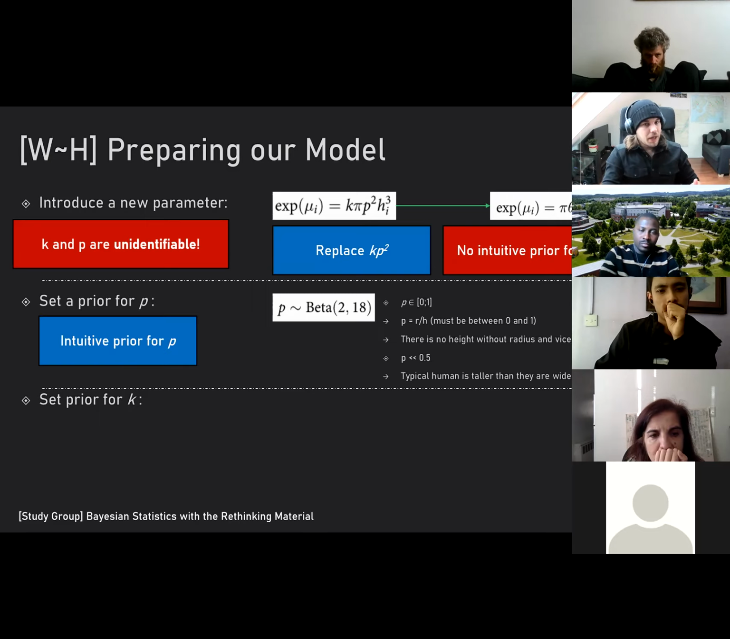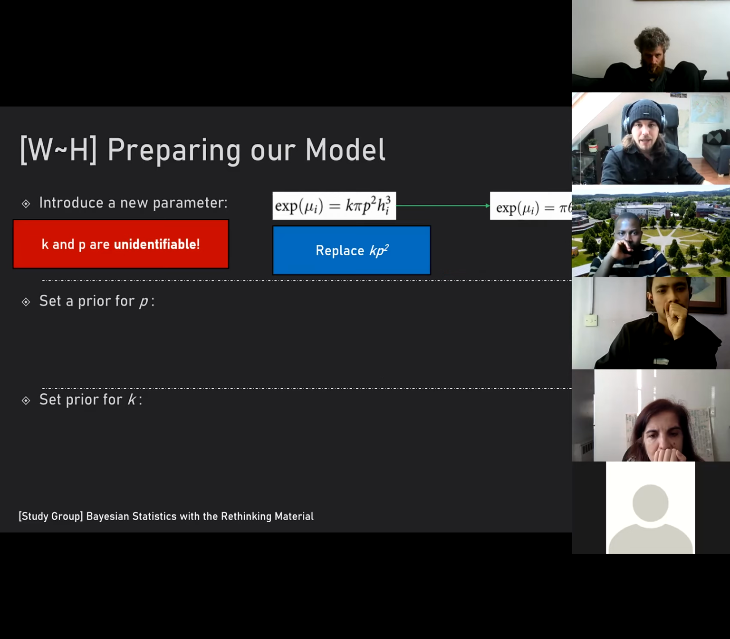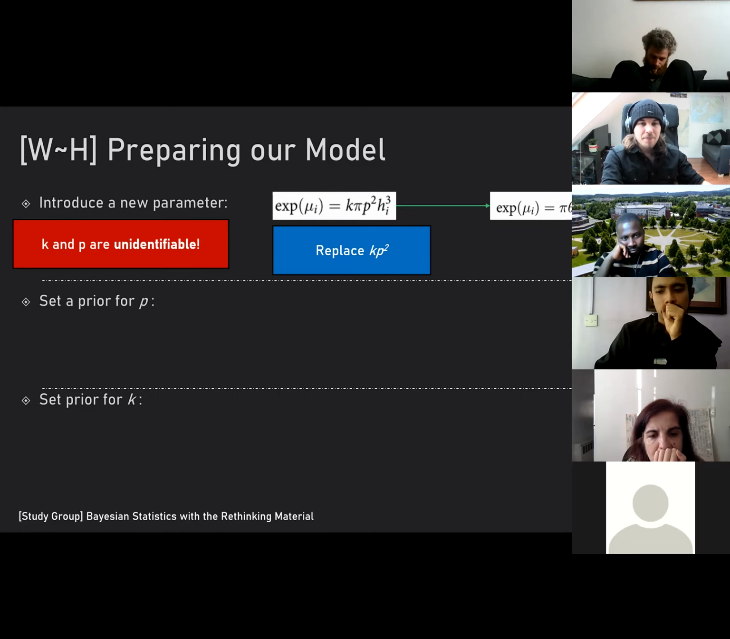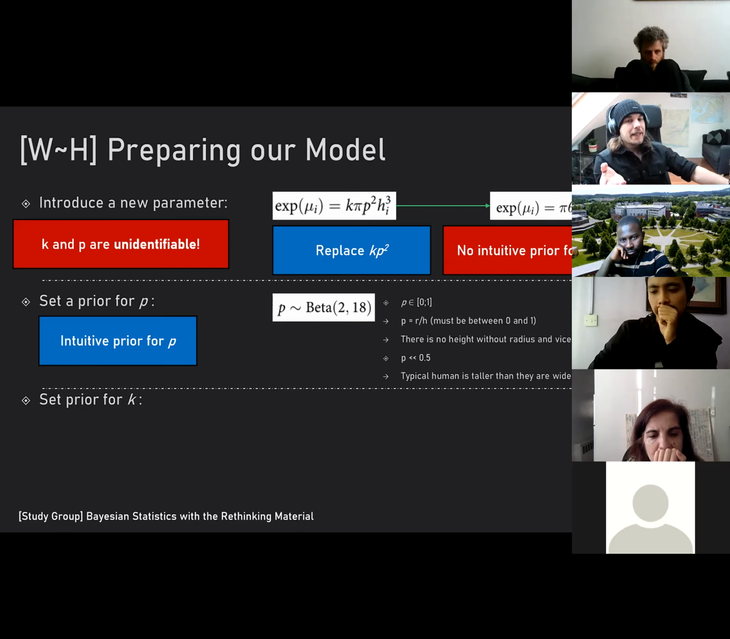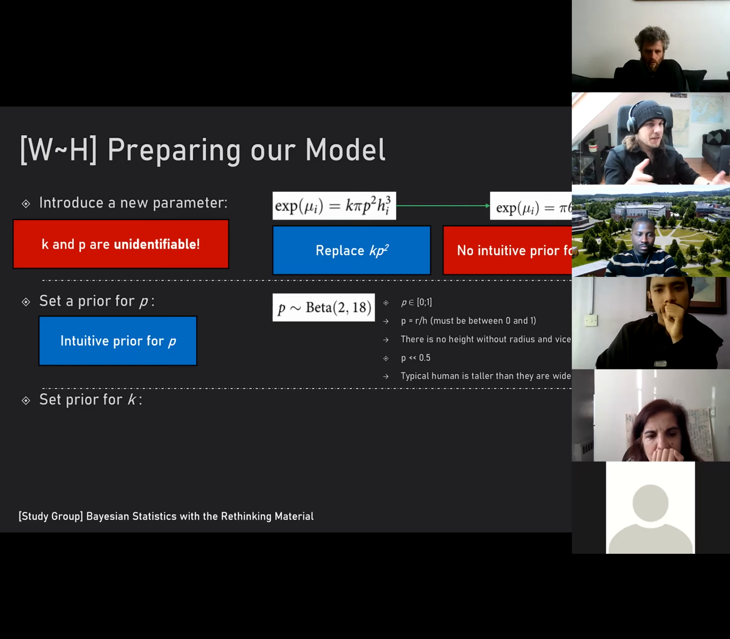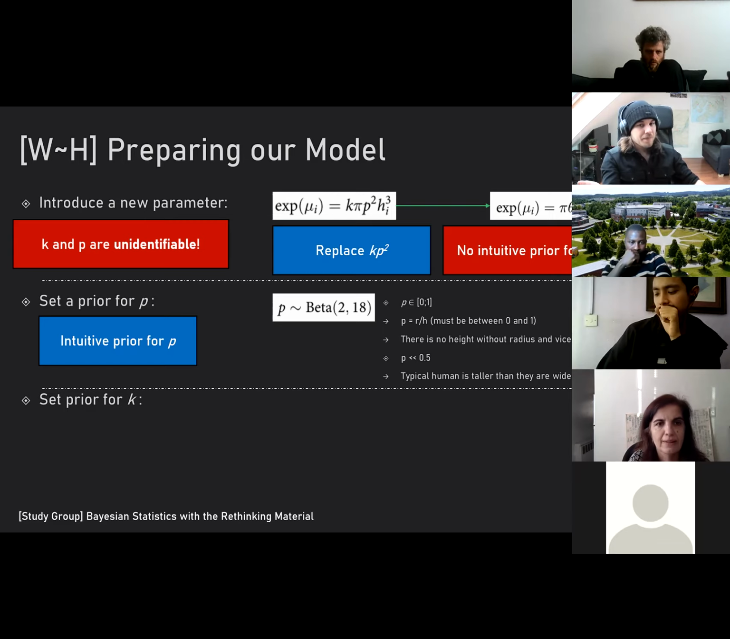Now, as an intuitive prior for P, remember P is the ratio of radius to height. We know that this has to be positive and between 0 and 1. It's a ratio, hence why it's bound between 0 and 1. And we also know that if there's no height, then there's no radius, and if there's no radius, then there's no height. So 0 and 1 can be safely excluded.